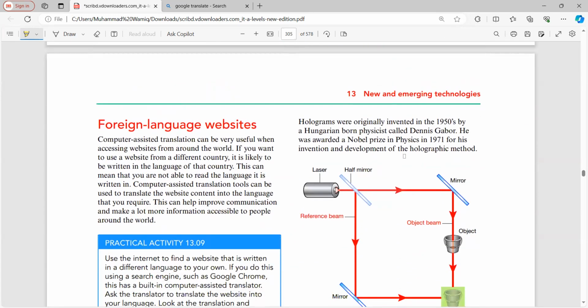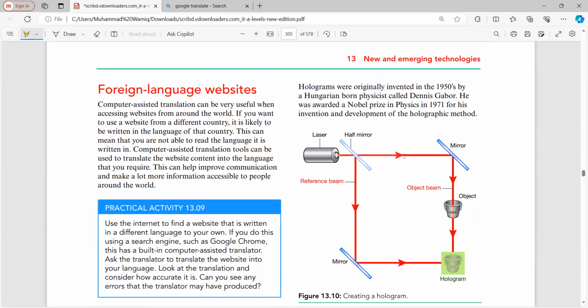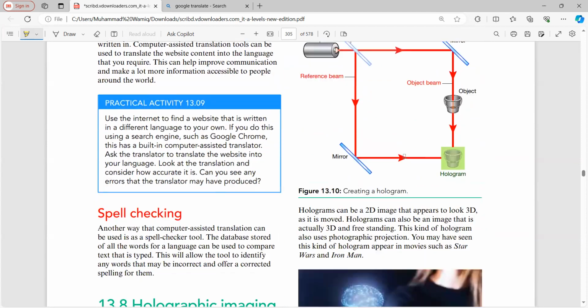Foreign language websites are always converted into the language of your choice with the help of Google Chrome or Google Translate, but do not write these company names in your exam. You just need to understand how they are assisting you.